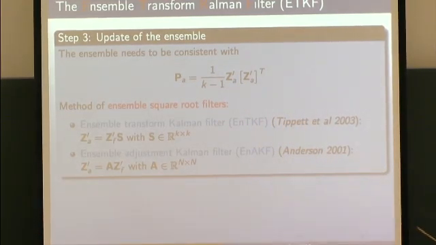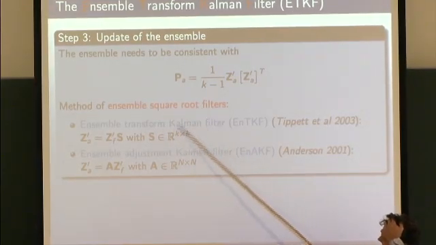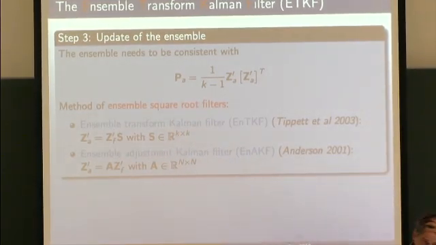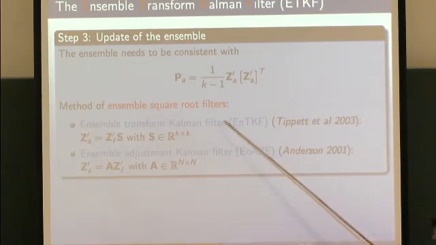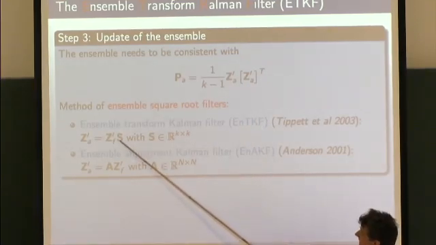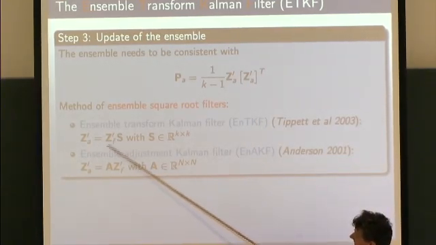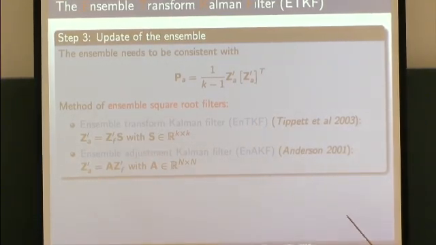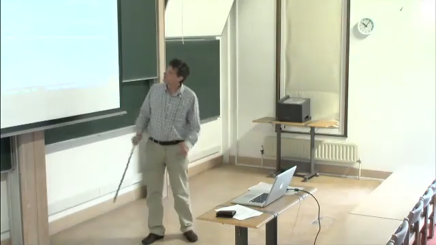There are several methods, and the ones I'm going to use are ensemble square root filters. There are two main classes, and we're going to use this one here, where we write the deviations of the analysis that we would like as a linear combination of our forecast deviations.